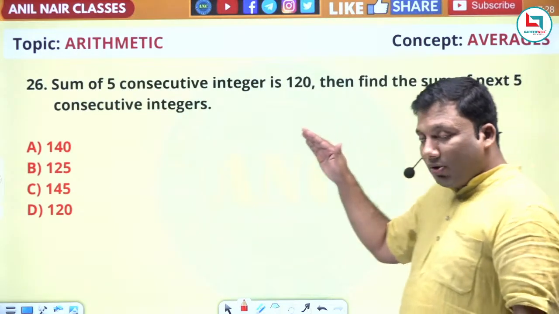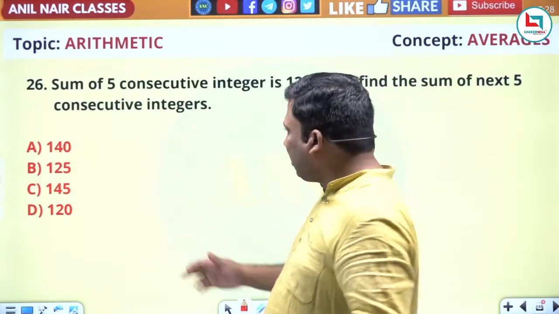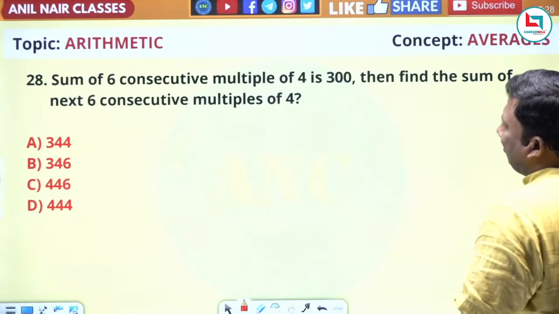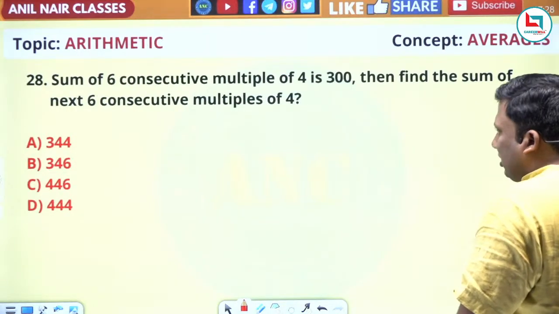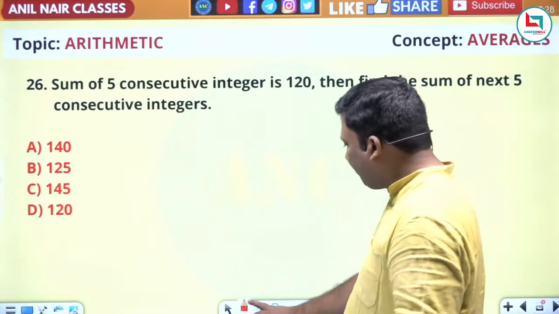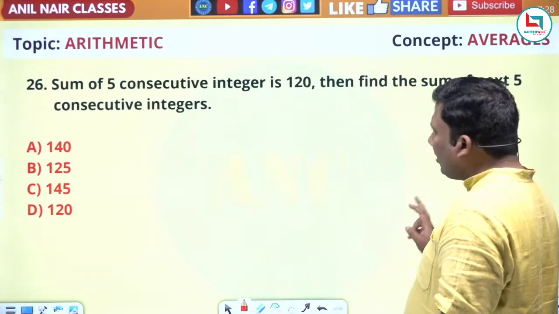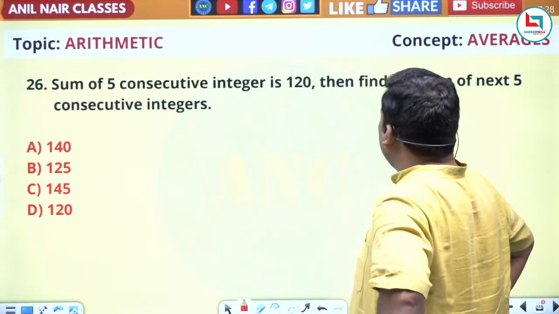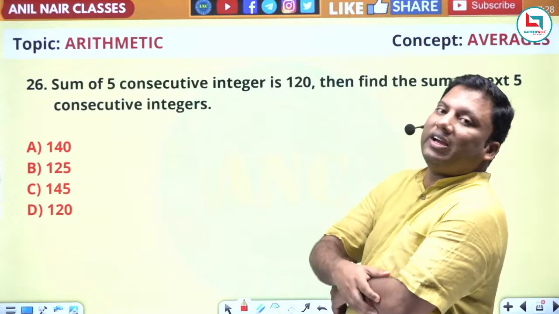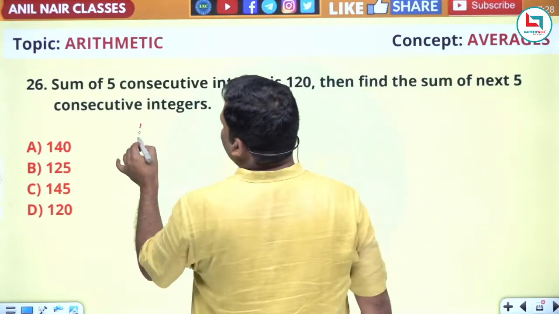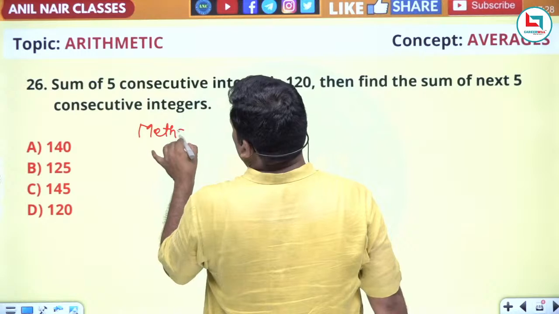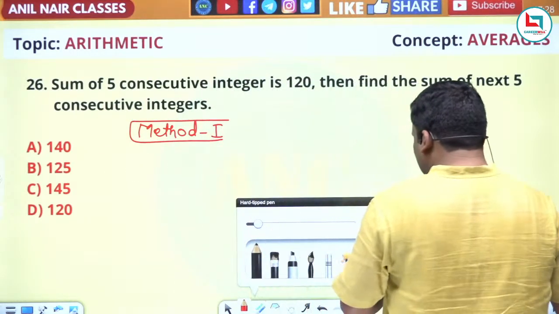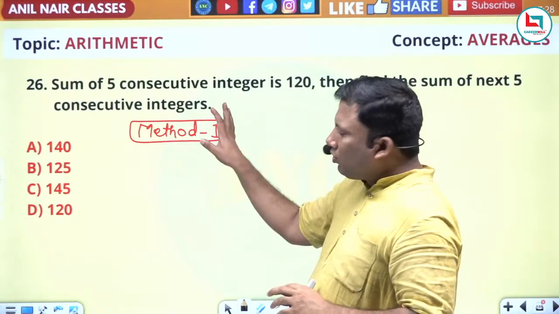Next one. Now from 26th onwards, I think 26th I can solve, 27th also we can solve, 28th also. These 3 we will solve right now. See this question. Read the question first. Sum of 5 consecutive integers is 120. Find the sum of next 5 consecutive integers. Method 1. Listen carefully. Step by step we will go. Your mathematics is just nothing but understanding the question properly.